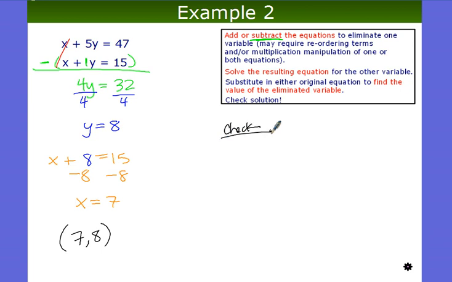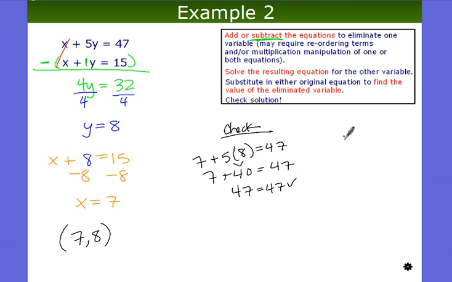So let's do our check really quick. We're going to take the x plus 5y equals 47 and write 7 plus 5 times 8 equals 47. And then 7 plus 40 equals 47. And then 47 equals 47. So it works for the first equation.